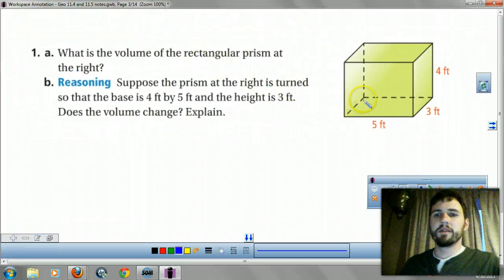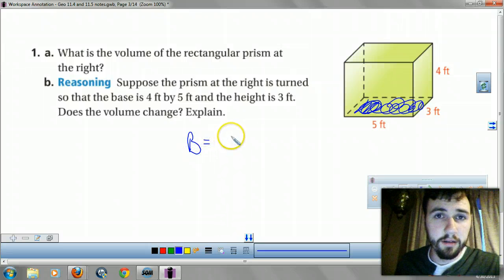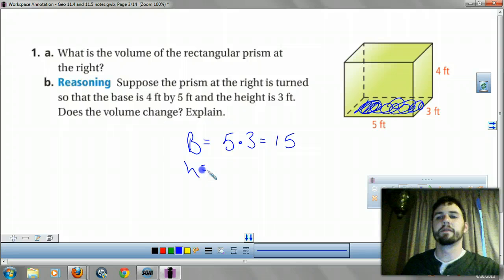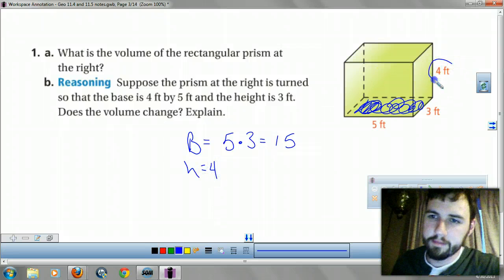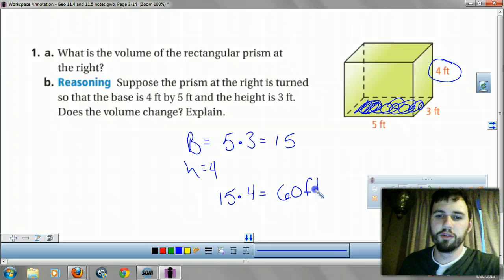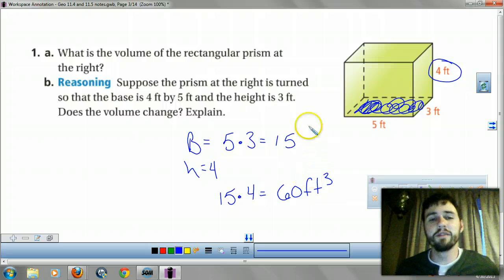Okay. So first I'm going to find the area of this base. Right here, this base. My area of my base is a rectangle, so that's length times width, right? My height is 4. So I go base times height equals 60 cubic feet. Okay? That's it. That's all there is to it.